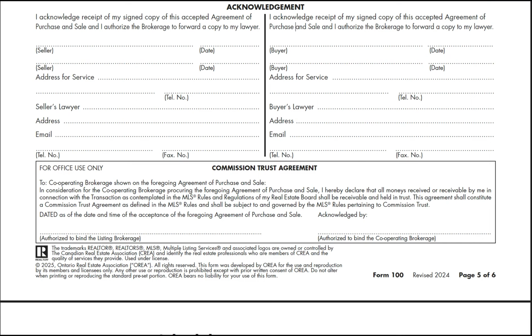Why is this? It basically just protects buyer brokerages. It ensures that the listing brokerage holds the commission funds in trust, and it follows MLS rules, and creates a legally binding commission trust agreement, preventing one brokerage from withholding funds from another.